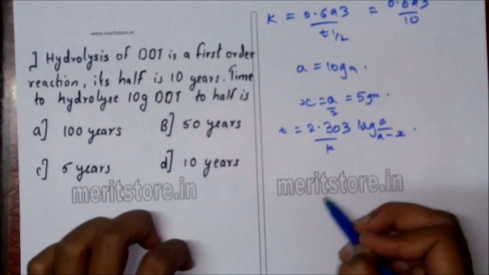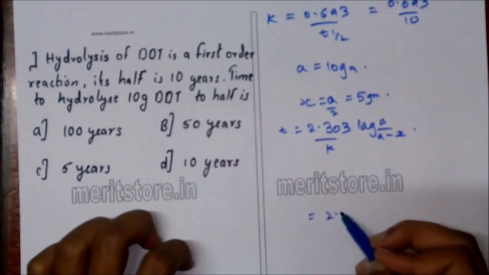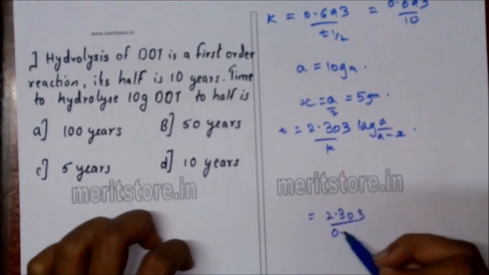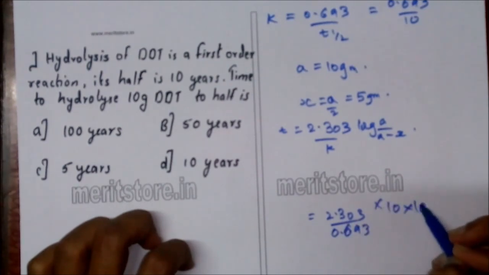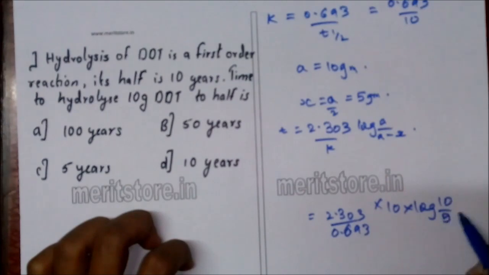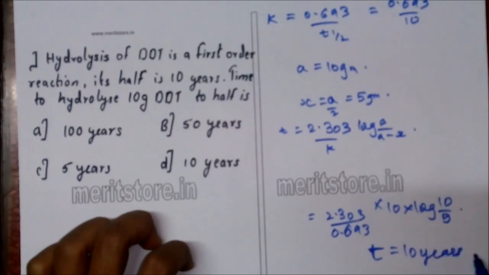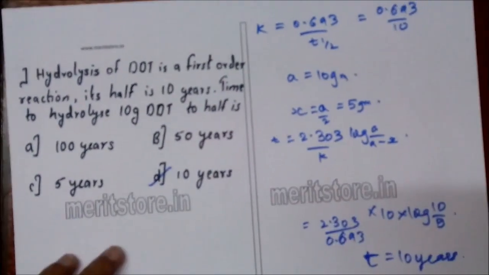Substituting the values, we get 2.303 upon 0.693 into 10 into log of 10 upon 5. On solving this, we get T is equal to 10 years. So option D is the correct answer.